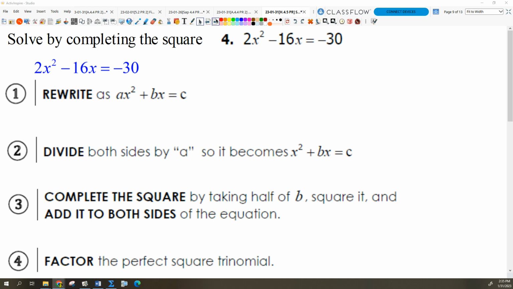Oh, yay! Okay, 2x squared minus 16x. Okay, and then x squared equals negative 30. Yeah, that needs some work. Needs a little work. x squared minus 8x. And then you gotta add 16.